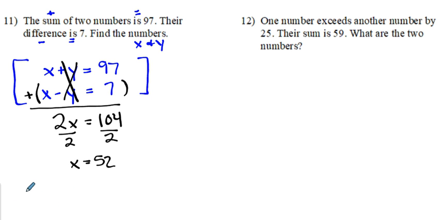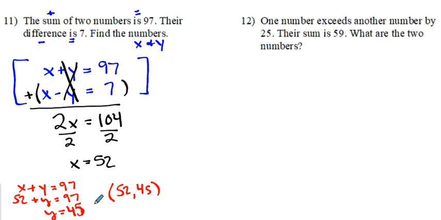So then I can take it back to one of the original equations. x plus y is 97. And I know that x is 52 now. So 52 plus whatever y is needs to be 97. So if you do 97 minus 52, you don't get 30 something, you get 45. Man, struggling. 45. So my answer, I'm going to write it as a pair, 52 and 45.